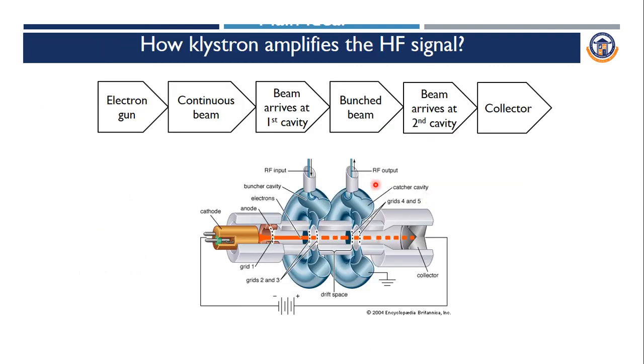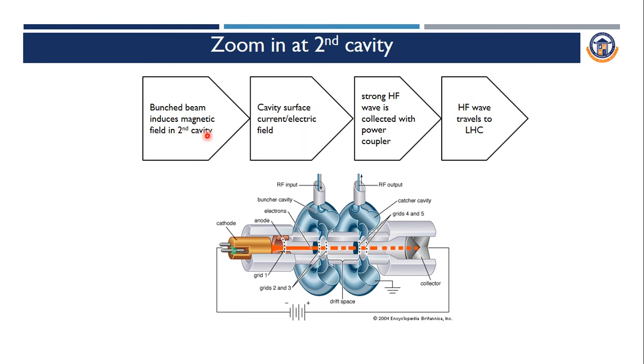So this is the operation happening in the first cavity. The electron gun produces continuous electron beams that arrive at the first cavity, which then produces the bunched beam, and it goes to the second cavity. In the second cavity, the bunched beam will induce a magnetic field, and the strong RF wave is collected at the power coupler, and the collector point receives the excess electrons.